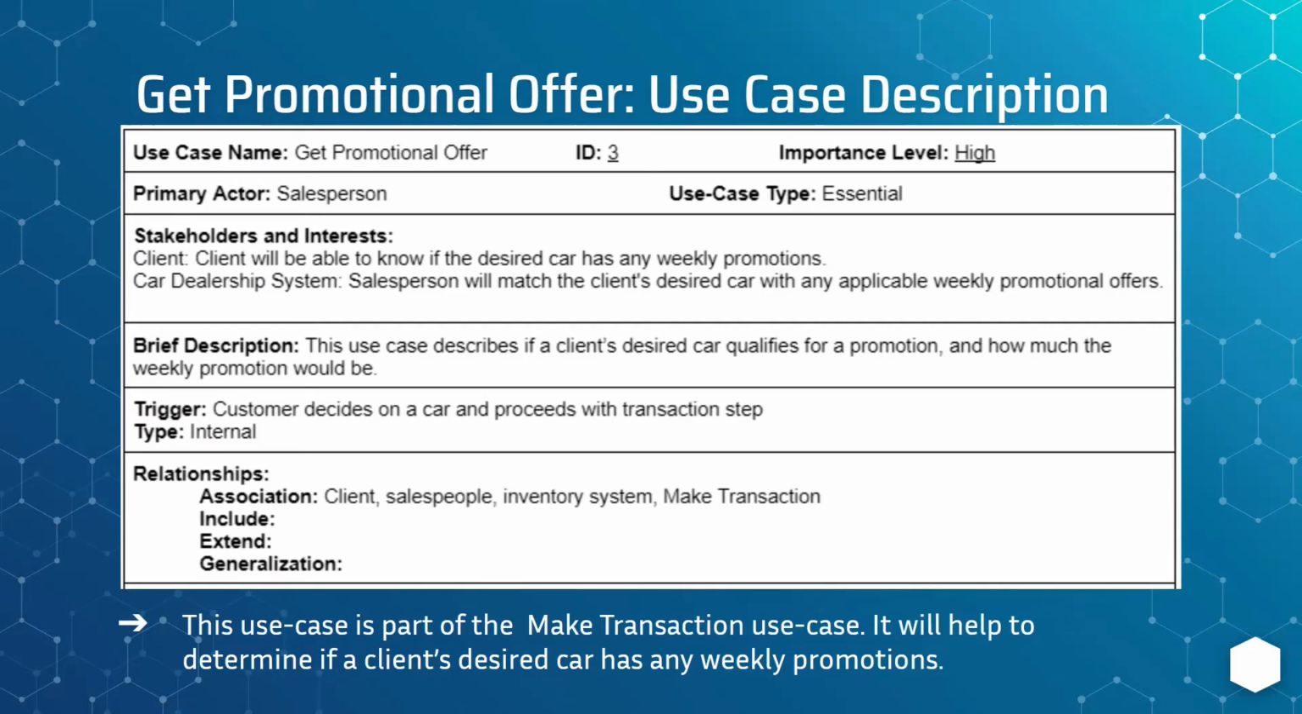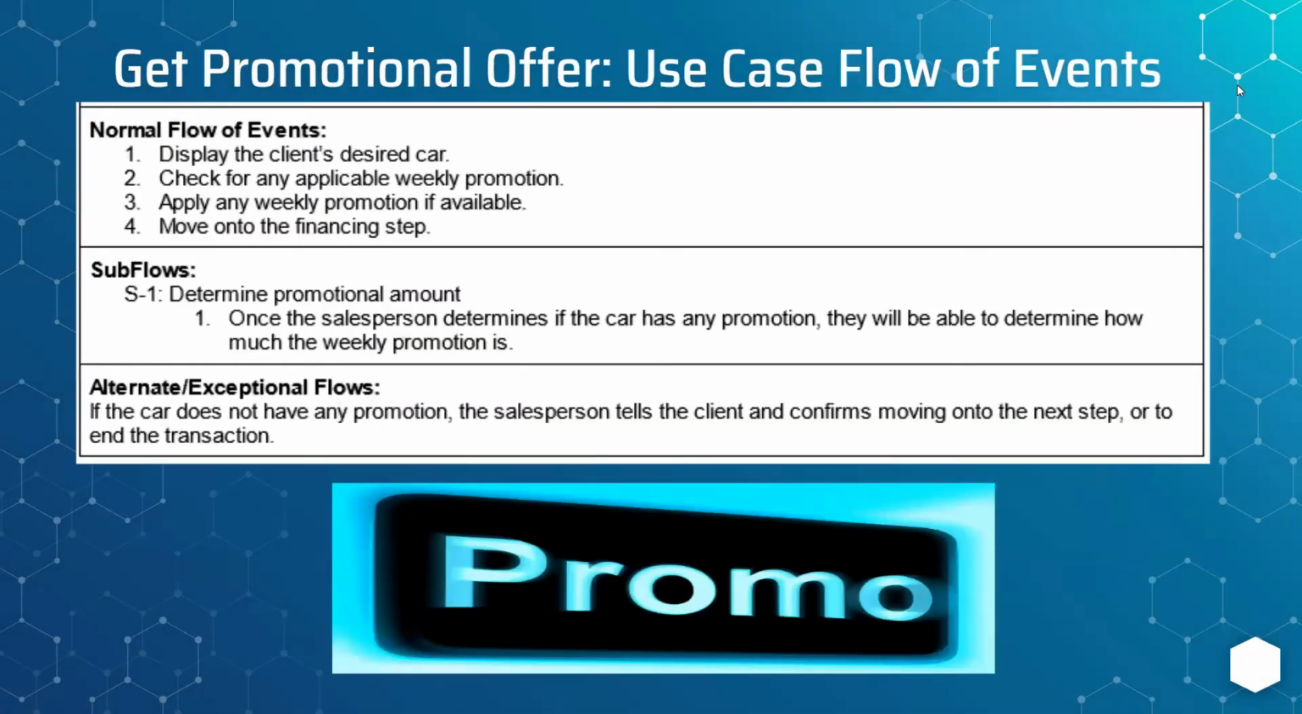As a result, the client is also involved, as they're the ones potentially getting the promotion on their desired car. The trigger for this use case will be, as mentioned earlier, part of the make transaction use case after a client decides on a car. The general flow of events is that the client's desired car will be displayed, and then the salesperson will match the desired car with the system to check if and what weekly promotions are available for that particular car.